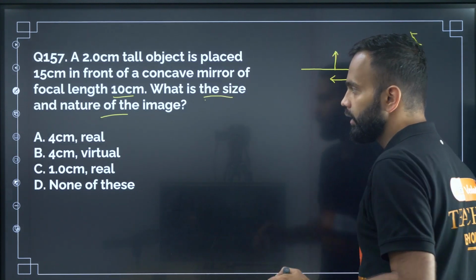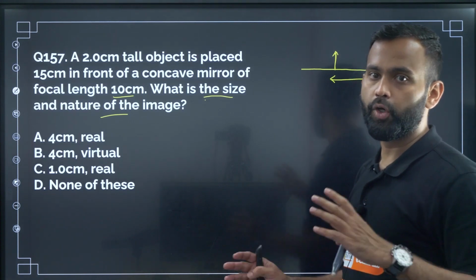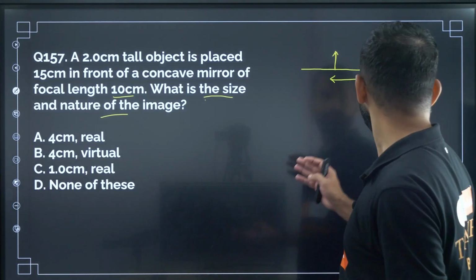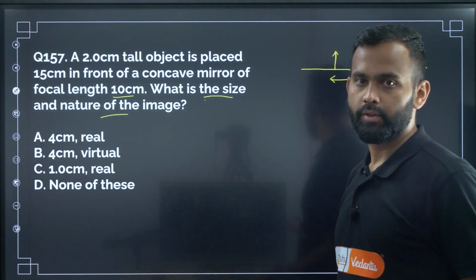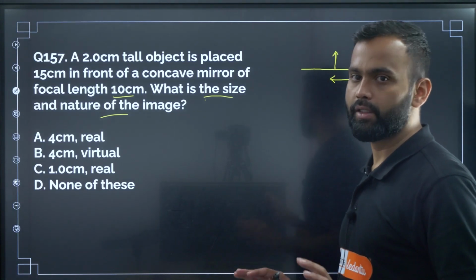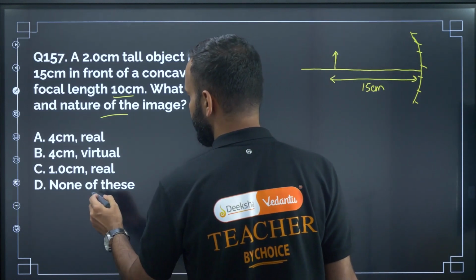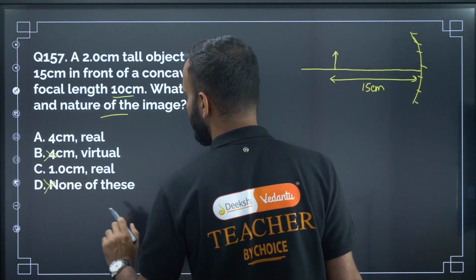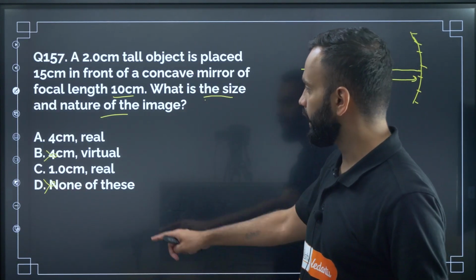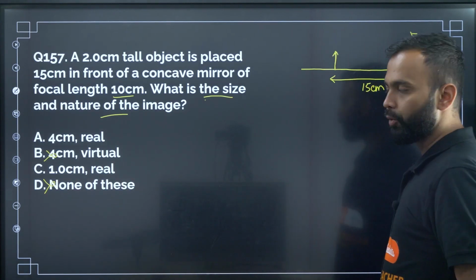So definitely the position of the image is beyond 20 centimeter from the concave mirror, right? So what is the nature of the image? The nature of the image is real and inverted, okay? So real and inverted. So options B and D are both eliminated. So we need to find the correct option between A and C. That's it, okay? Now we have eliminated two options, right?